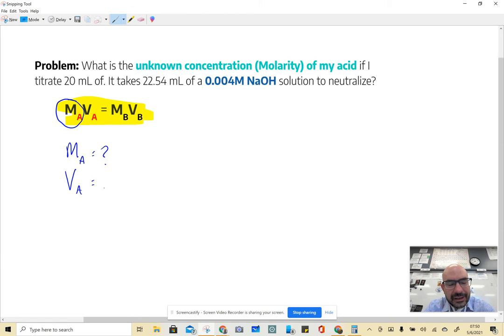is 20 milliliters. So we're going to have to convert that to liters. So remember, there are 1,000 milliliters in a liter. So this would be 0.020 liters.